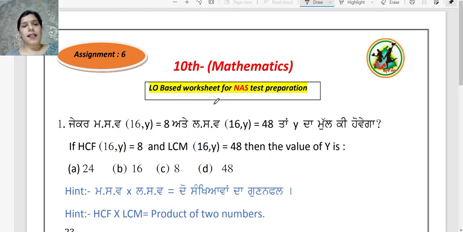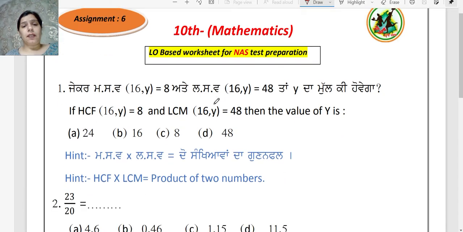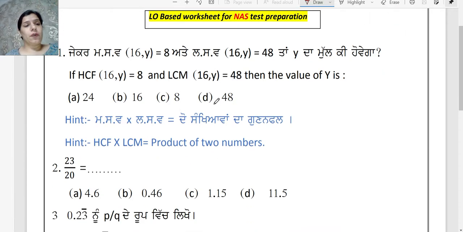So let's begin assignment number 6, 10th Mathematics LO based worksheet for NAS test preparation. Here goes question number 1. If the HCF of (16, y) is 8, बेटा ये जो ब्रैकेट में लिखा होता है (16, y), that represents the numbers 16 and y. The HCF of 16 and y is 8 and the LCM of 16 and y is 48, then what is the value of y? Again the hint is given to you. HCF into LCM is product of two numbers and this question has been repeated many times. So it is a very easy question.